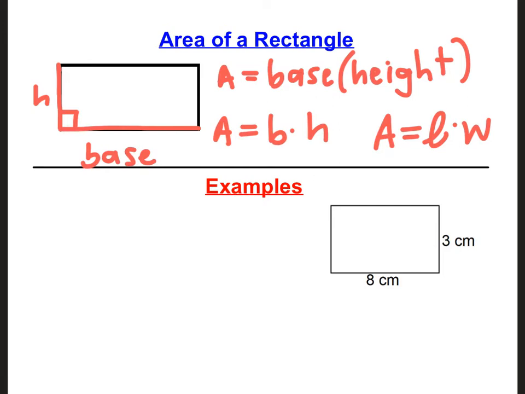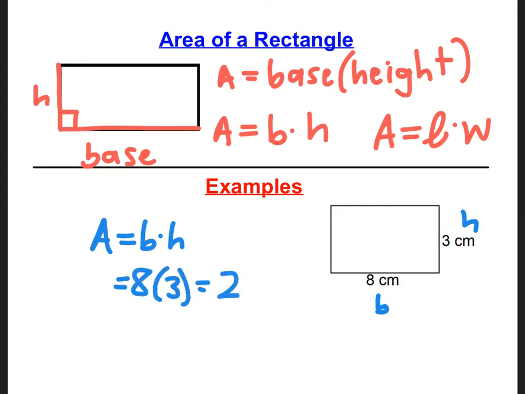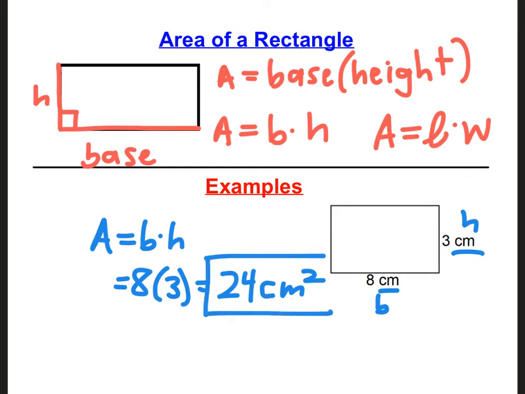Let's do our example. So we have our little rectangle over here. This is going to be our base, and this is going to be our height. So we have area equals base times height. So we're going to do 8 times 3, which gives me 24. Now notice I have units over here, centimeters and centimeters. Your units for area are always going to be squared. So my final answer is going to be 24 centimeters squared.